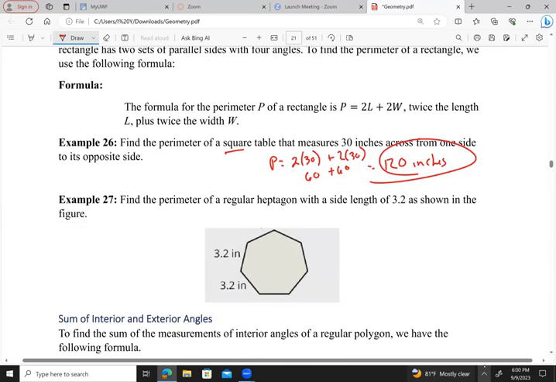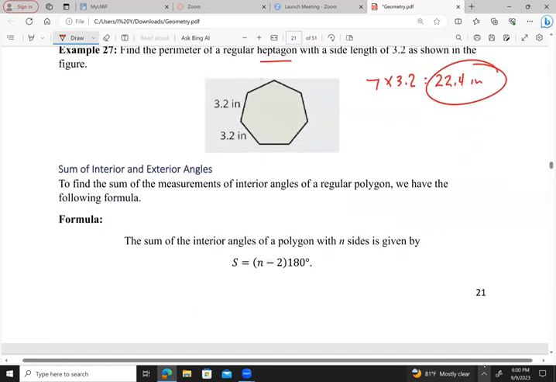Find the perimeter of a regular heptagon with a side length of 3.2. So it's a heptagon. That means there's 7 sides, and each of them is regular, so all the sides are the same. And we just simply multiply out, and we should get 22.4 inches. Let me double check that on my calculator. 7 times 3.2. Yes, 22.4.